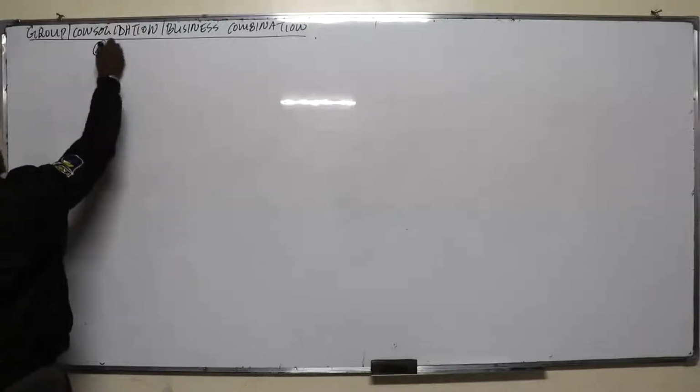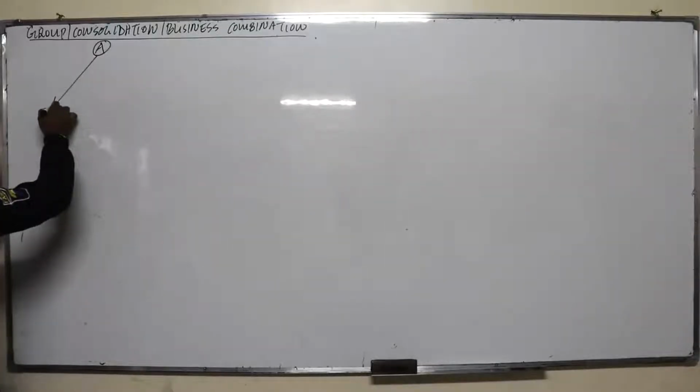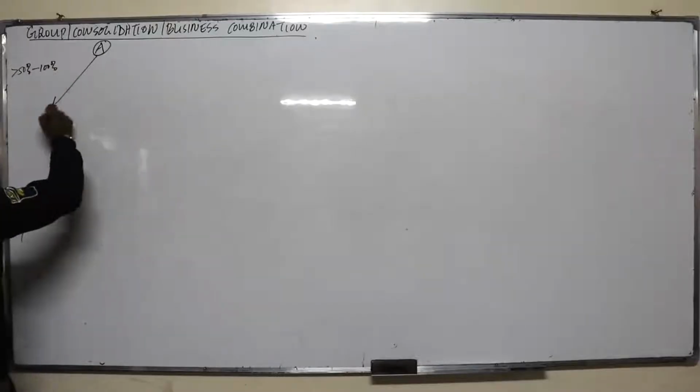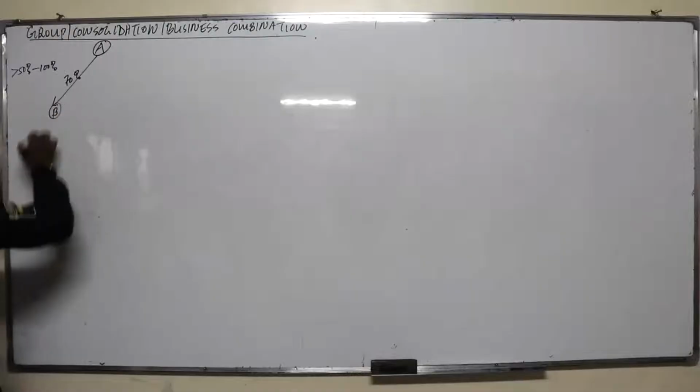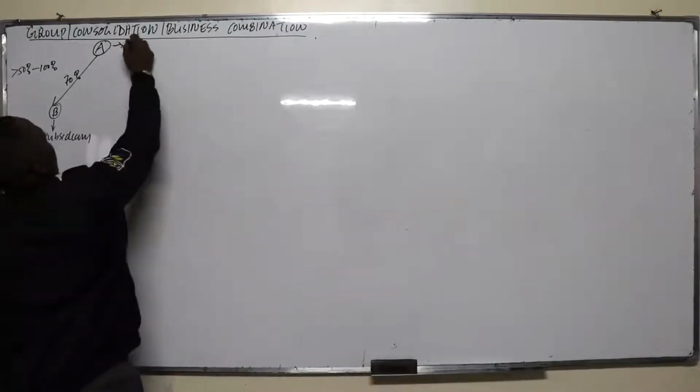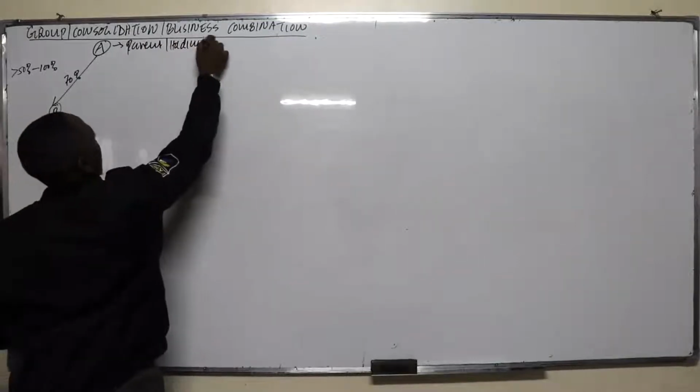So I want us to do group or business combination or consolidation. Now the group aspect comes as a result of a parent-subsidiary relationship. For example, if we have company A, it may decide to acquire another company, let's call it B. Company A acquires more than 50% of its shares, up to 100%. Assume A acquired B at maybe 70%. Now the company being acquired is known as the subsidiary, and the investor is known as the parent company or the holding company.